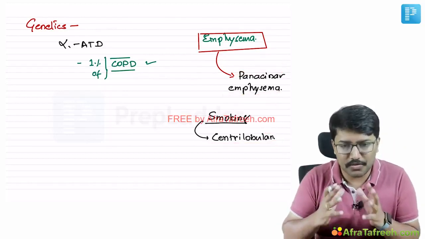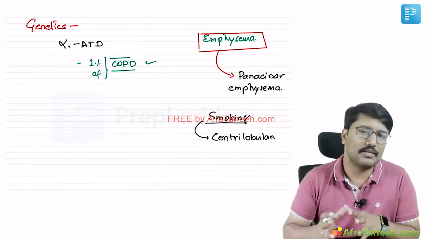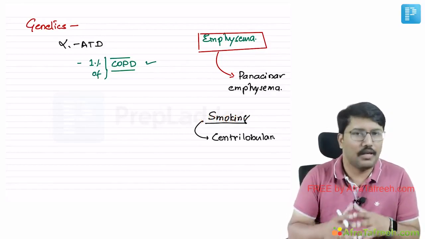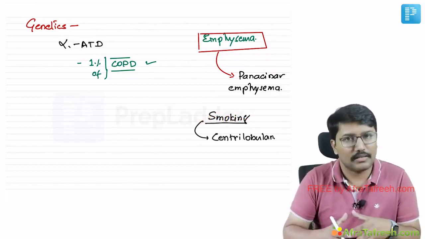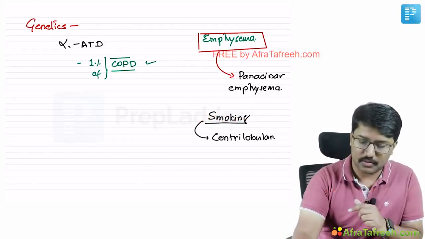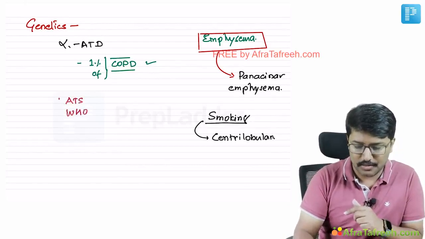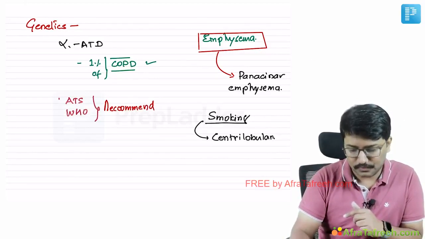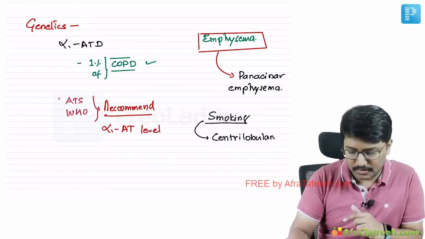Now, you know that in COPD patients, around 1% of the global population, with data mostly coming from the Western world, suggests that there is alpha-1 antitrypsin deficiency among them. Should we screen all COPD patients for alpha-1 antitrypsin deficiency? The answer is yes. The American Thoracic Society and also WHO, ATS and WHO, highly recommend alpha-1 antitrypsin level estimation in all COPD patients.